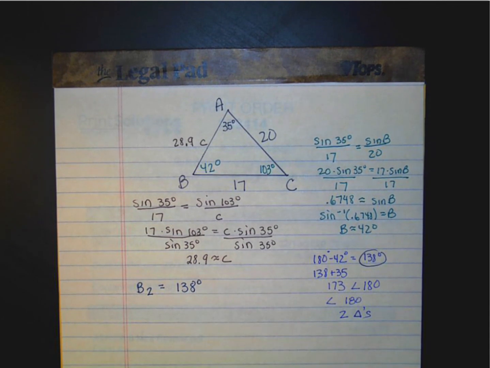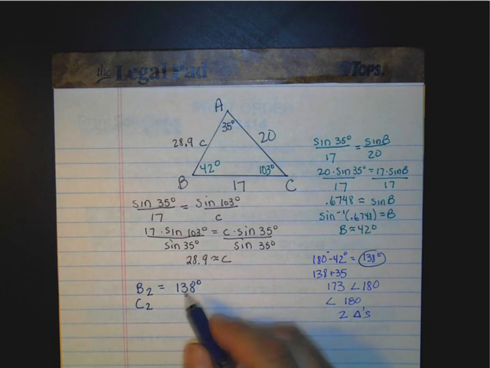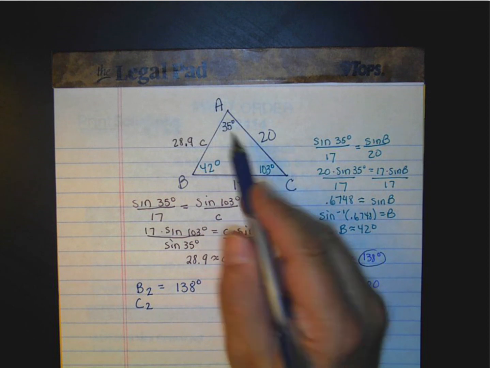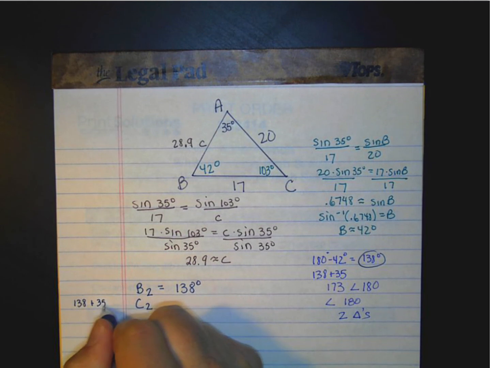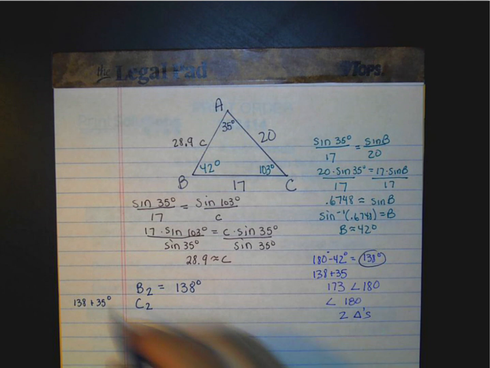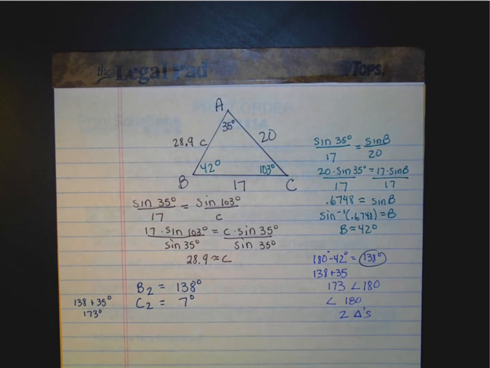Okay? So that's going to leave us for C2. Well, let's see. So if this is 138, 138 plus 35, right? You with me? 138 plus 35, because 35 was our given. We already did that. That's 173. So that leaves us what for C2? 7 degrees. Okay? So that's 7 degrees. Now we have to find little c2, the side of the triangle.